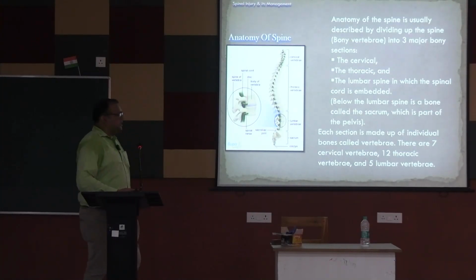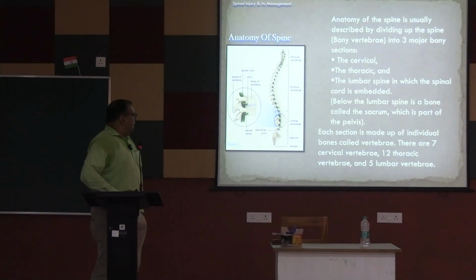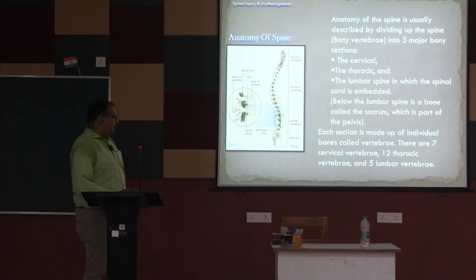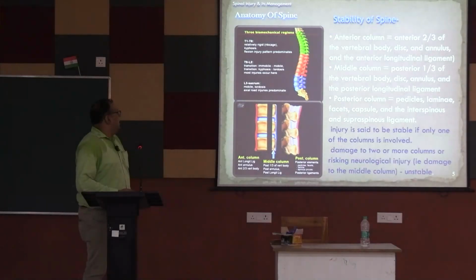So, this is the bony anatomy that we said: the cervical vertebra, thoracic, lumbar, sacrum, and the last is the coccyx. Each segment is made up of individual bones called vertebrae, and there are 7 cervical, 12 thoracic, and 5 lumbar, as you all know.